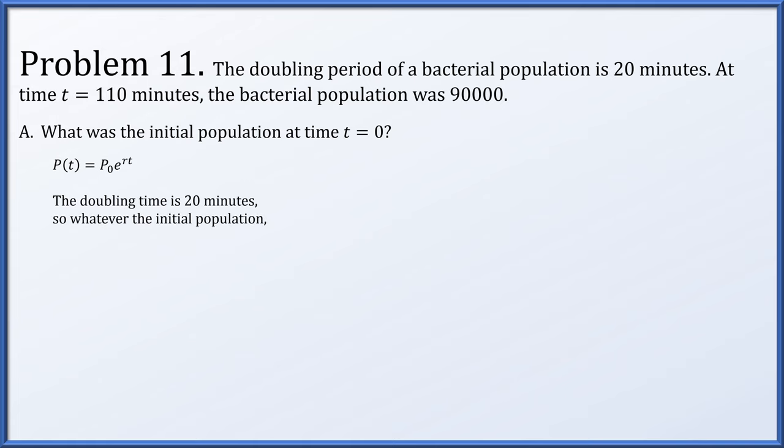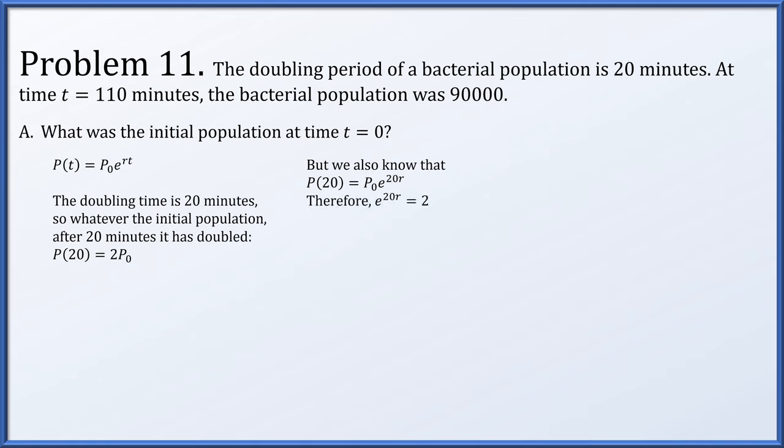Meaning, whatever the initial population is, 20 minutes later we have twice as much. So the population at time 20 is 2 times the initial population. But we also know that the population at time 20 matches this exponential formula, so we can set these two things equal to each other. 2p0 is equal to p0 times e to the 20r. Canceling out our p0s, we get e to the 20r is equal to 2. We can solve this for r by taking logs of both sides and dividing by 20. So our growth rate r is 1 over 20 times the natural log of 2.